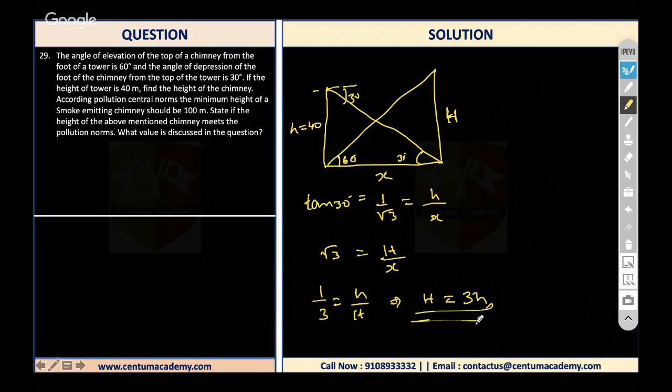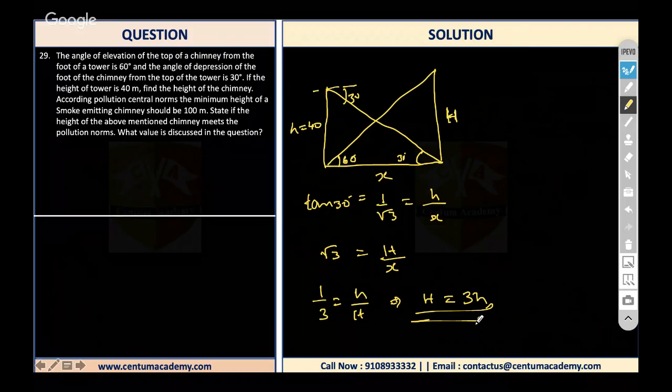What value? Find the height of the chimney. There should not be any factor of 4, I think so. H upon x is 1 by root 3, and yeah, I don't see much of a problem here. Guys, do you think this question was solved wrongly? Angle of elevation of top of a chimney from top of a tower is 60 degrees.